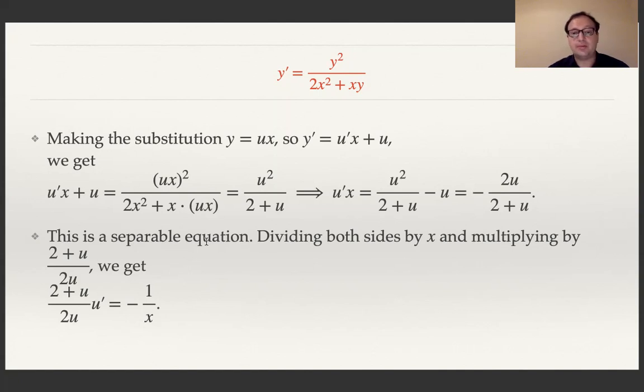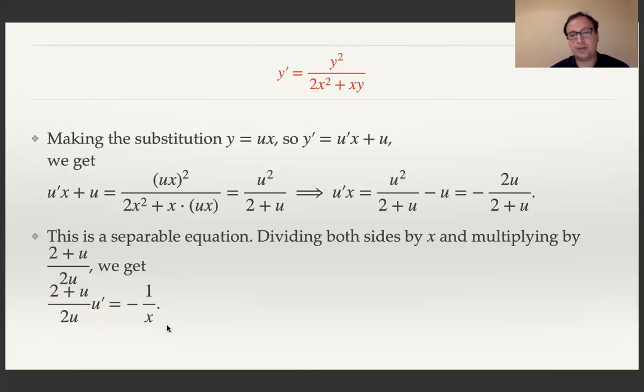This is clearly a separable equation, and we should try to separate it by putting all the factors containing x on one side and all the factors containing u on the other side. So dividing both sides by x and multiplying by (2 plus u) over 2u in order to cancel the fraction, we get (2 plus u) over 2u times u prime is equal to minus 1 over x.